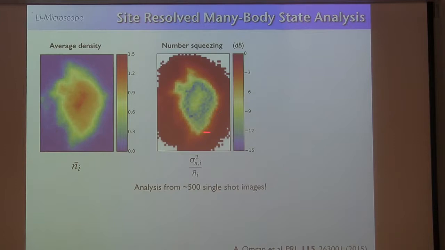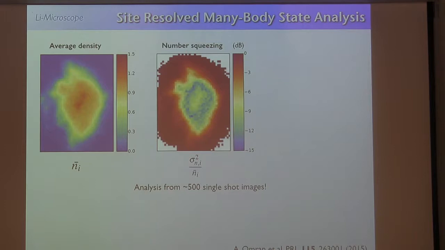you have a strong suppression of fluctuations of the particle number relative to the mean, by almost 15 dB. Of course, because you are now in this regime where you have a single atom per lattice site, there are no fluctuations in the occupation in this incompressible regime of this band insulator.